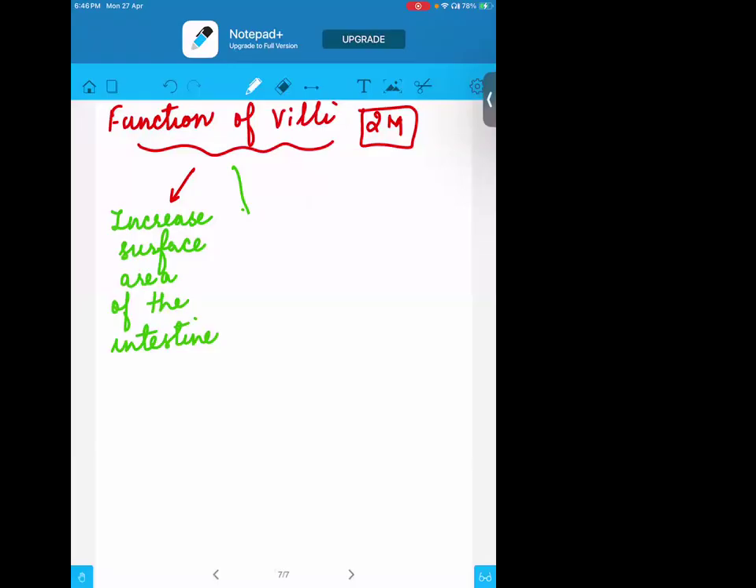The second point is that it enhances the rate of nutrient absorption. Once they increase the surface area, automatically a larger amount of food can be absorbed by that area. Enhances means to increase. So they increase the rate of nutrient absorption, which happens because of the increase in the surface area of the intestine.